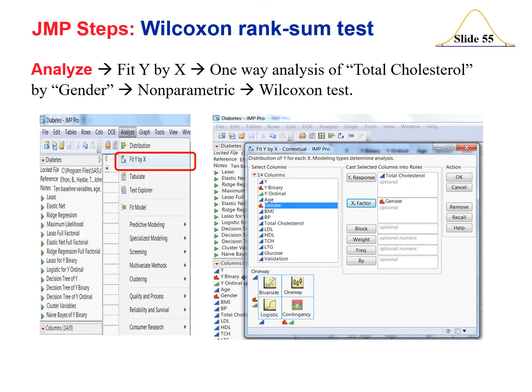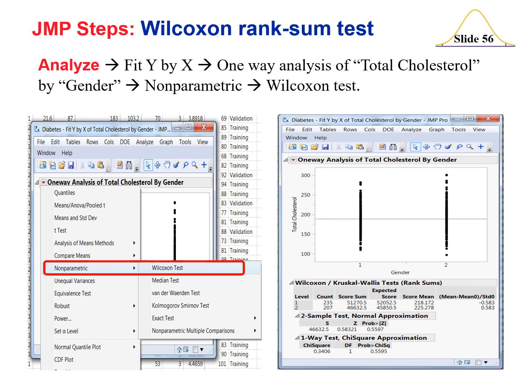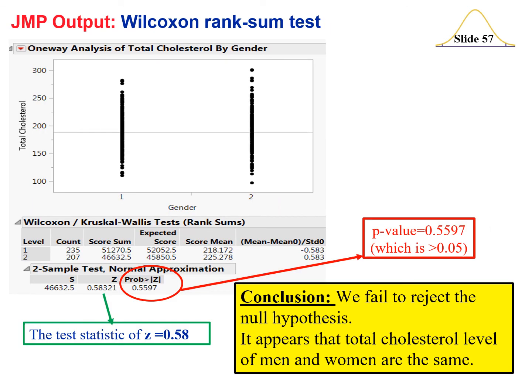Here are the steps of obtaining the outputs of the Wilcoxon rank test in JMP. And here is the output. Again, ignore everything. Look only at the p-value, the probability, the last value. The p-value is 0.5597, which is greater than 0.05. So the decision is fail to reject the null hypothesis.